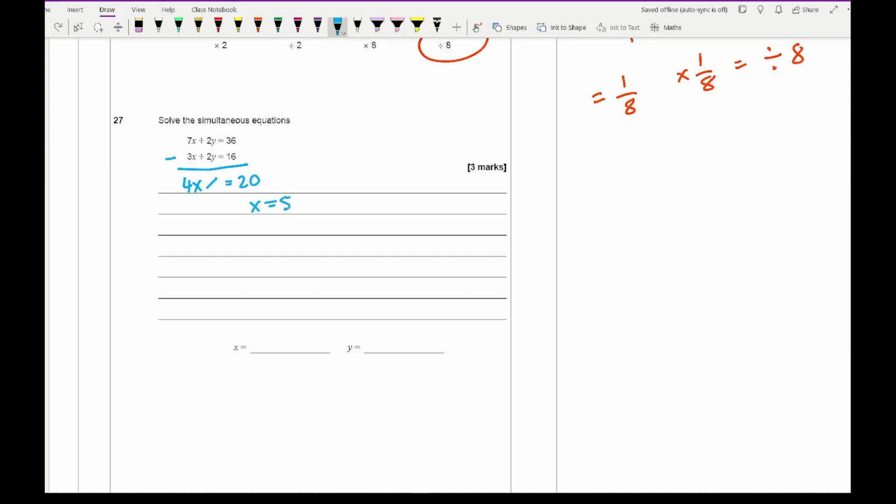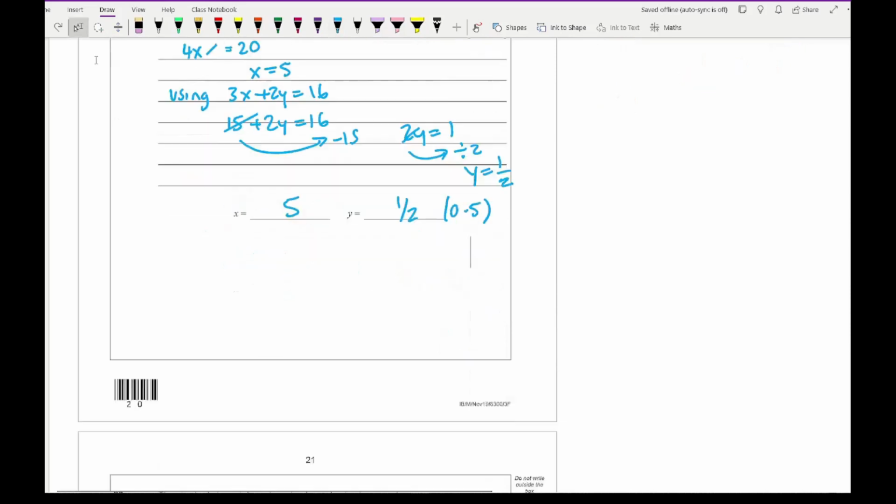Now the next thing I then need to do is, using one of the equations, let's go for 3x plus 2y equals 16. I know that x equals 5, so I've got 15 plus 2y equals 16. Now if I take the 15 over to the other side, I get 2y equals 1. Take the 2 over, and what I end up with is y equals a half. So my answers then are x equals 5 and y equals a half. Or if you want to write it as 0.5, then that is absolutely fine.